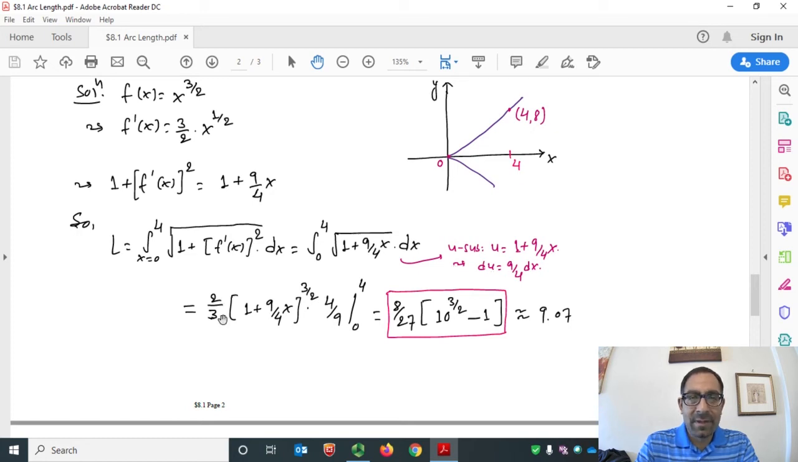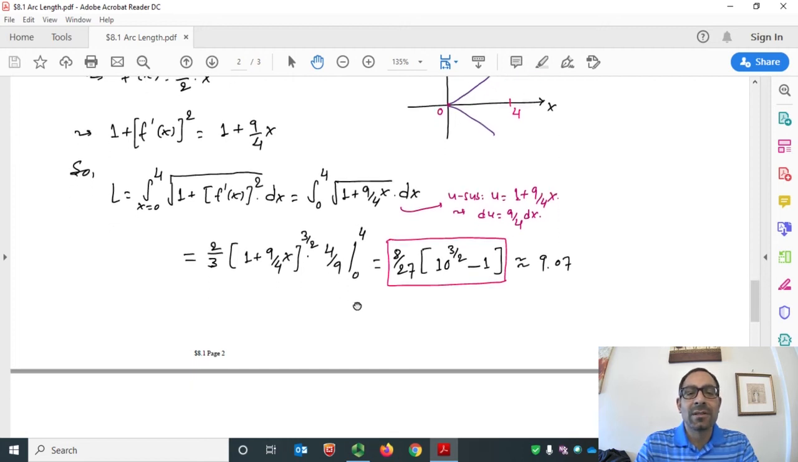And resubstitute the variable. So u to the power 3/2 becomes 1 plus 9/4 x, to the power 3/2. And this 4/9 is here as it is. And put the limits x equals 0 to 4. I hope this computation makes sense to you all here.